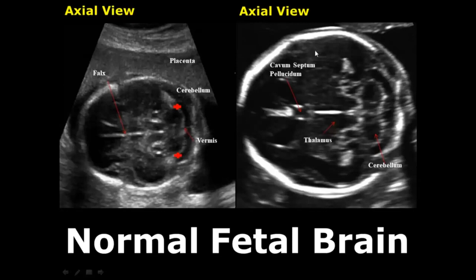And over here this is a slightly different level, and this is the cavum septi pellucidum. It is an anechoic rectangular structure in front of the thalamus, and these hypoechoic structures are the thalami on either side of the falx cerebri in front of the cerebellum.